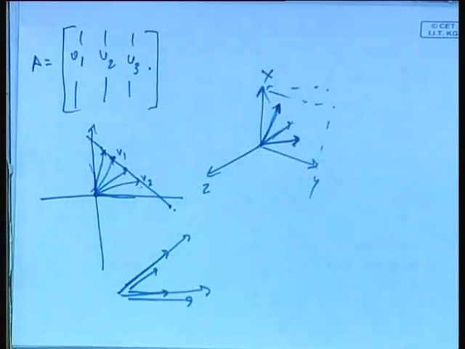Going back to the point when you stated that we take the principal eigenvector and the next eigenvector, what about the other eigenvectors?